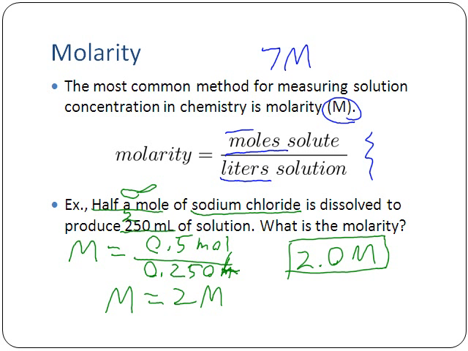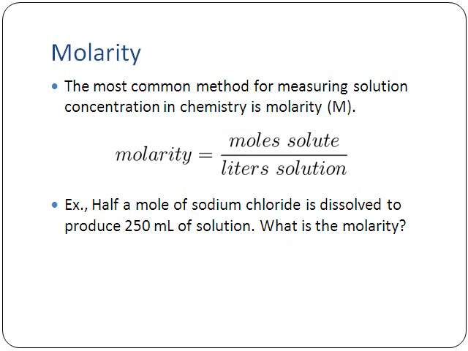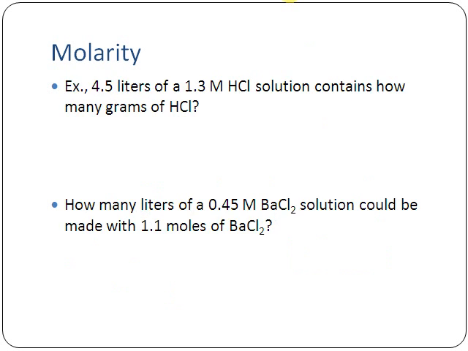So continuing here, let's work out a couple more examples of how molarity would function. 4.5 liters of a 1.3 molar HCl, hydrochloric acid solution, contains how many grams of HCl? The first thing we know is the concentration. It's 1.3 molar. This is equal to the number of moles of solute, and the solute here is the hydrochloric acid. How many moles do we have? That's what we don't know, so that's going to be X, divided by the number of liters of solution, which is 4.5 liters.